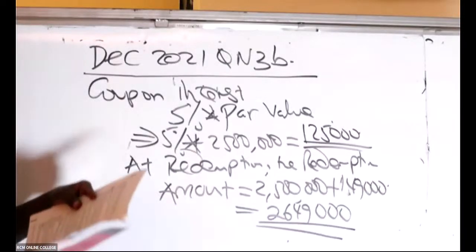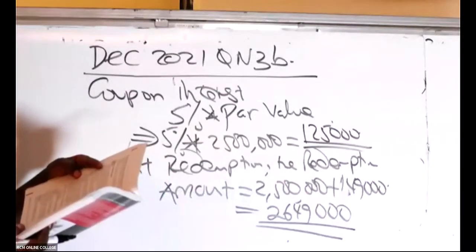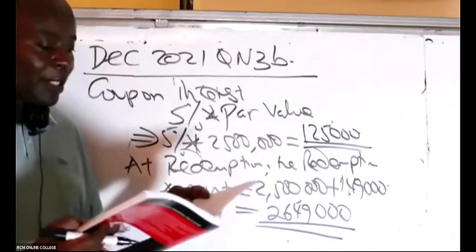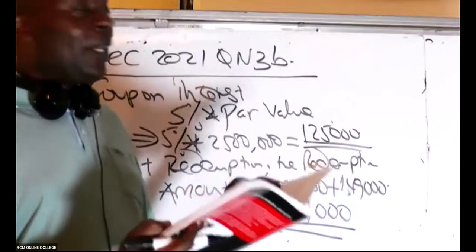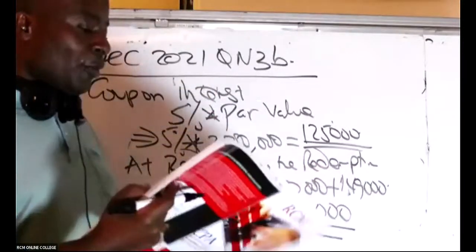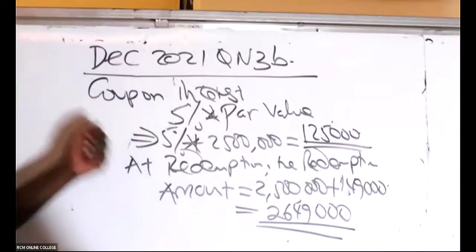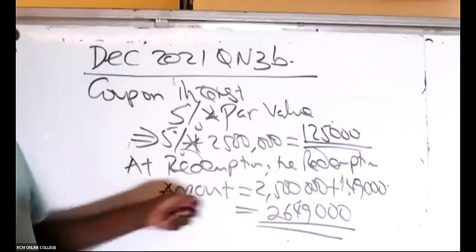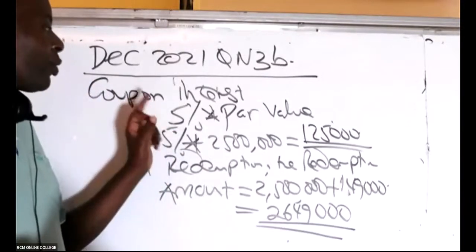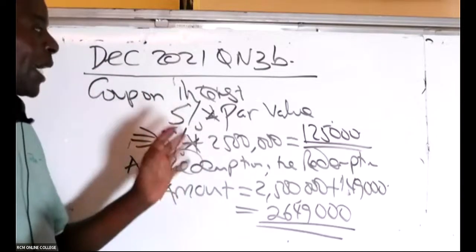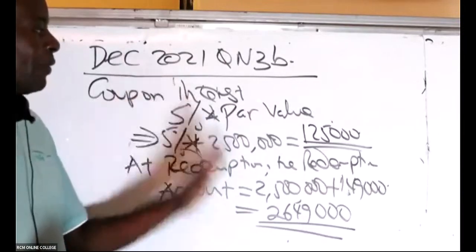In this December 2021 question number 3B, they have given us: on 1st July 2021, Blanket Limited purchased a debt instrument, a 5% bond, with a nominal value of 2.5 million. The first thing we do is calculate the coupon interest we shall receive every year. Every year we shall be receiving 125,000, because coupon interest is always pegged on the par value, not the market value, not even the investment you made. So 5% times 2.5 million gives us 125,000.